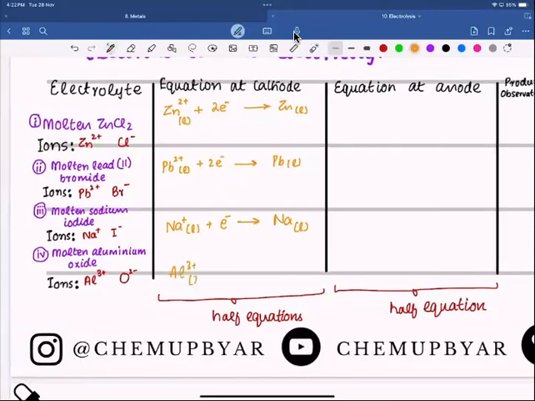In the same way, aluminium 3 positive, molten, how many electrons is it going to gain? 3. 3 electrons, right? And it will turn into molten aluminium.